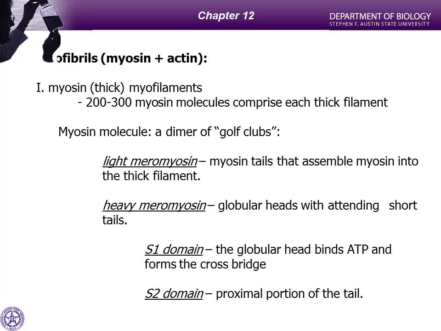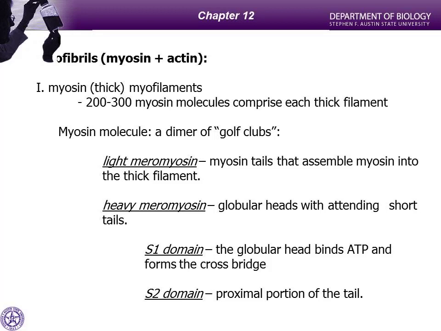So here we are back with looking at our microanatomy of a muscle cell. We talked about our two contractile proteins. Do you remember our two contractile proteins and their full names? Thin actin, and what was the other one? Thick myosin.